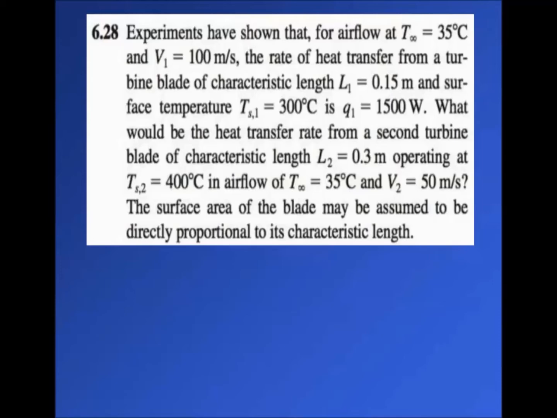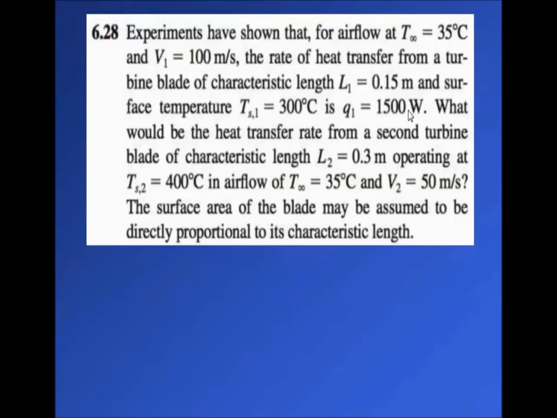In this problem, experiments have shown that for airflow at a temperature of T infinity equal to 35 degrees Celsius, at a velocity v1 equal to 100 meters per second, the rate of heat transfer from a turbine blade of characteristic length L1 equal to 0.15, which they actually give to us in meters for this problem, and surrounding surface temperature of T sub S1 equal to 300 degrees Celsius, is given to us as a value of Q1 of 1500 watts.